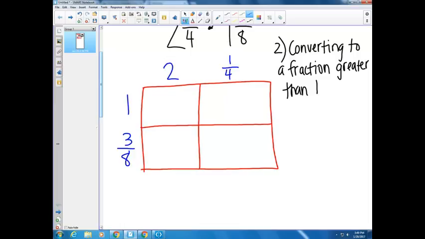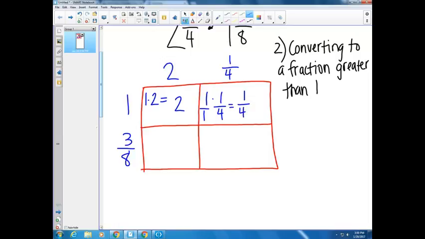So starting with the upper left corner, 1 times 2 will give us 2. I see the next moving to the right is 1 times 1/4. Remember to write a whole number as a fraction. They automatically have a denominator of 1, so I can multiply straight across. 1 times 1 gives me 1 over a denominator of 4. 1 times 4 giving that 4.